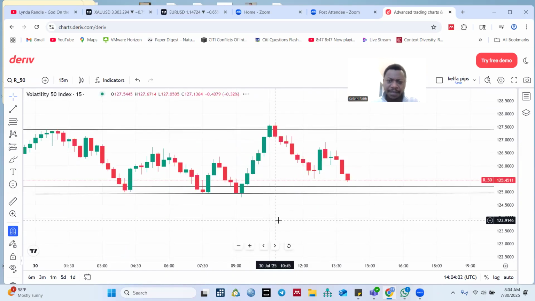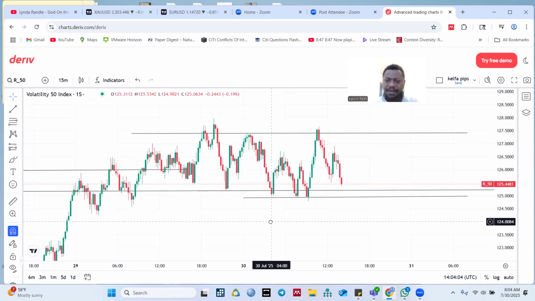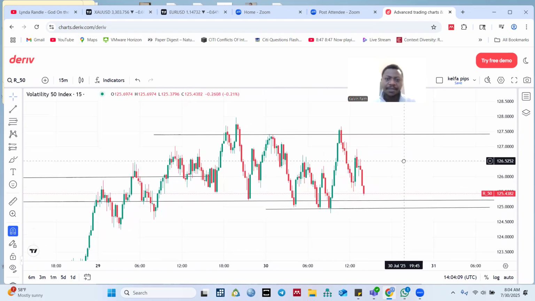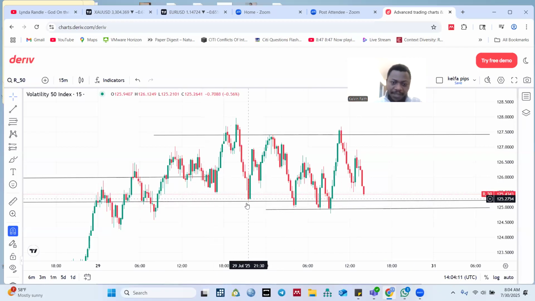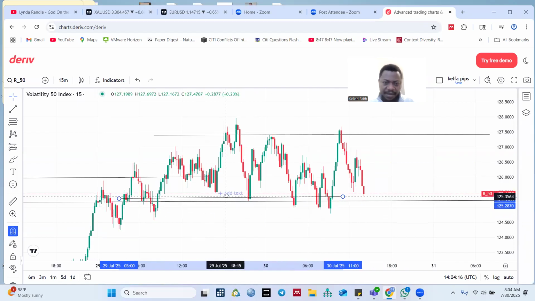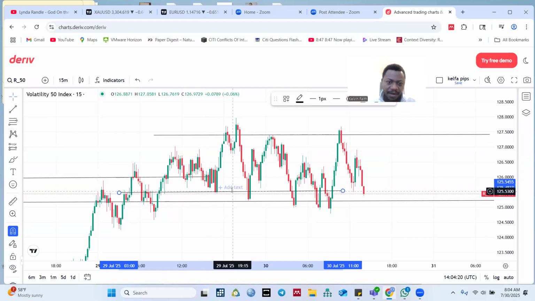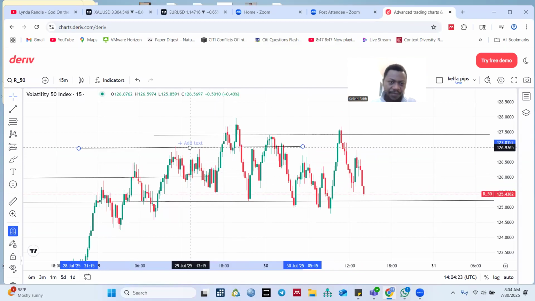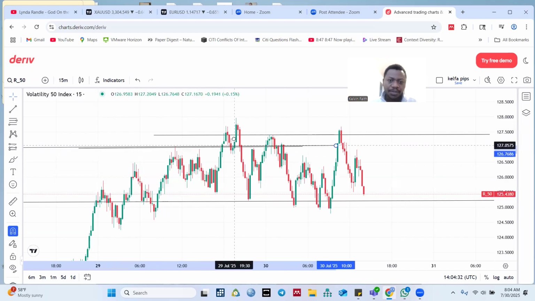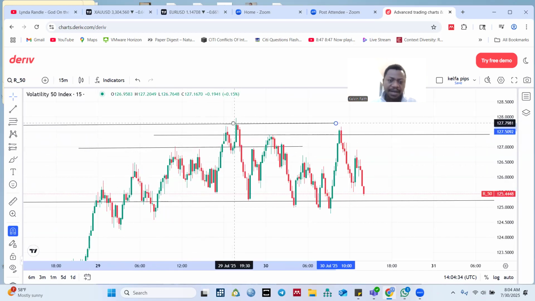On 15 minutes, now this is where the magic will happen. Yesterday I took this trade. What I saw yesterday on the 15 minutes was that we had these previous highs here, which price dropped from, gave us this low, and pushed to the upside to take out that high.